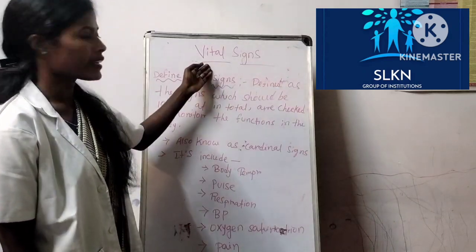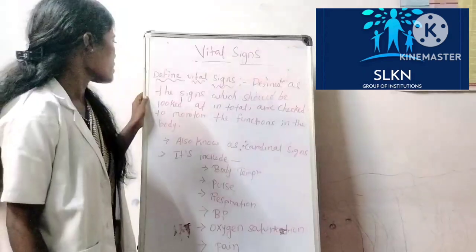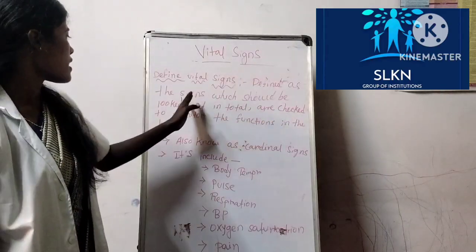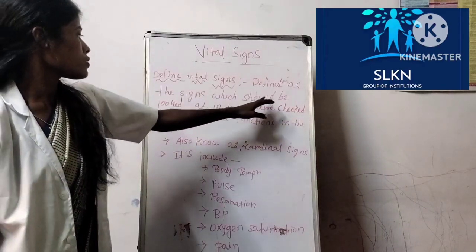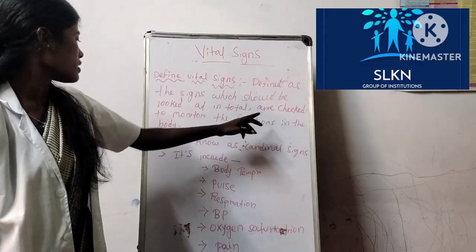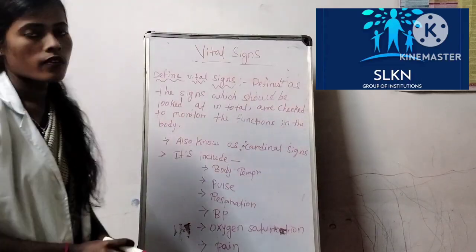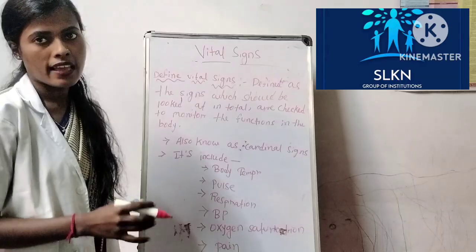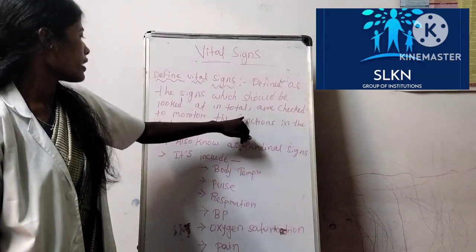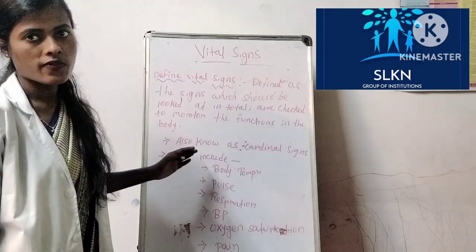We are discussing vital signs. First we are seeing the definition of vital signs. What are vital signs? Vital signs are defined as the signs which should be looked at in total or checked to monitor the function in the body. Vital signs means important signs of our body. So we are checking the body in total and monitoring how it is functioning.